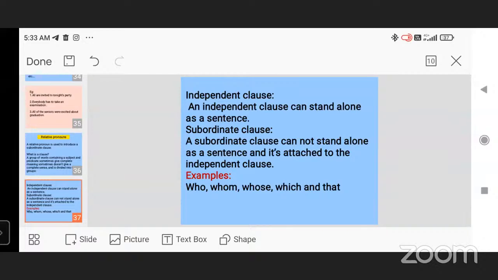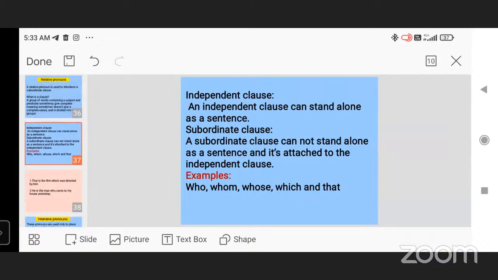Ma'am, can I give an example? Yes, for the independent clause, you can give an example. Ma'am, I just tried for the subject and predicate part. Okay, tell. Yes, ma'am. The waves crashed onto the sandy shore.